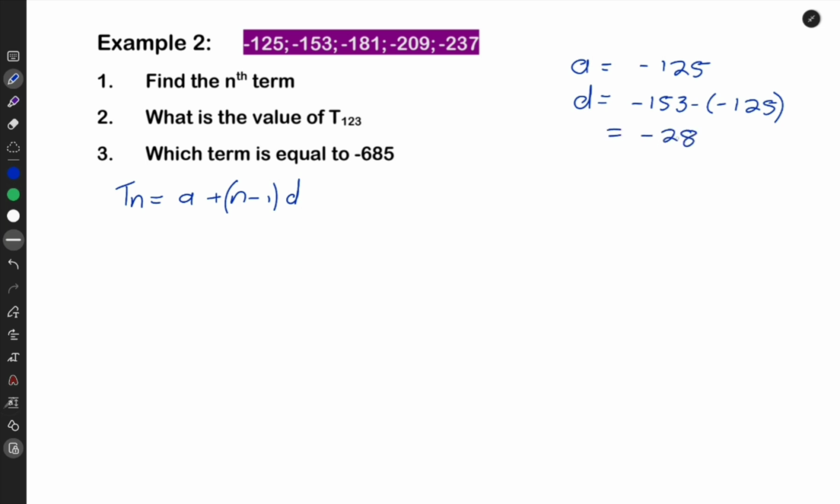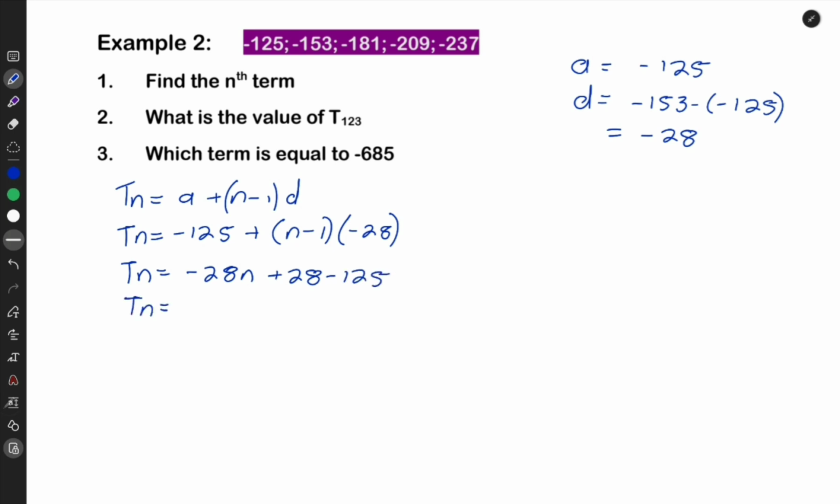So to find the nth term, I'm then just going to sub in those two values. So I know A is minus 125 plus, I don't know what n is, so n minus 1, and then D, negative 28. And all they want from me is to just simplify this. So if I multiply in the negative 28, I'm going to see this is minus 28n plus 28 minus 125. So the final answer for the nth term of this linear sequence or arithmetic sequence would be minus 28n minus 97. That's the final answer for question 1, the general formula or the nth term.